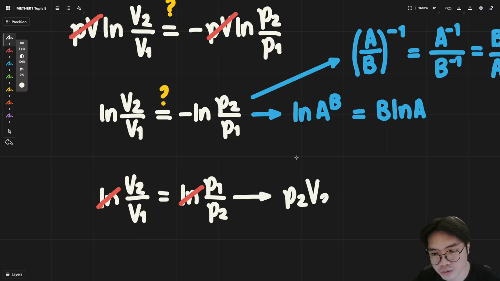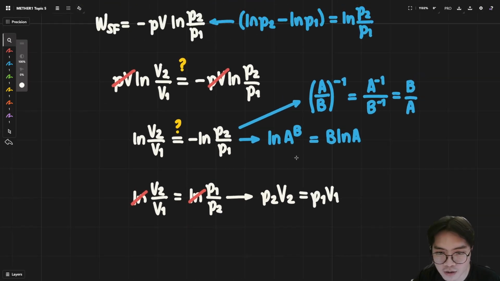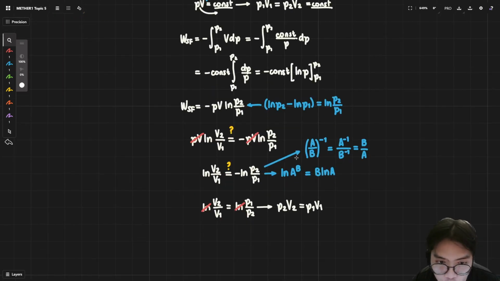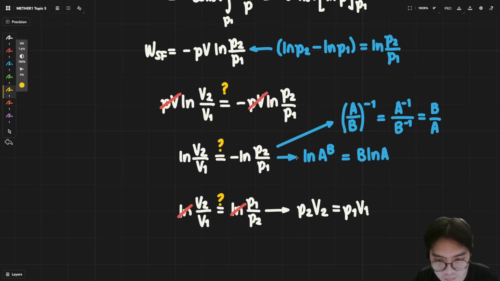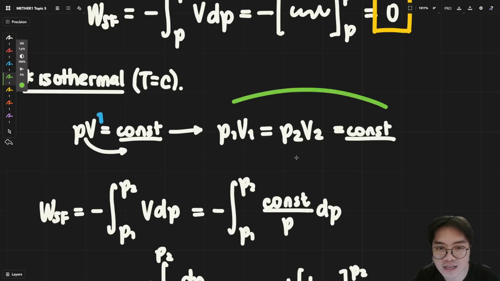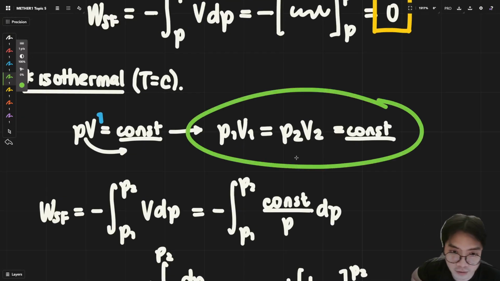P2 V2 is equal to P1 V1, and that should sound familiar because that is true, right? That is now true. Why is that true? Because that is the original constraint, right? That means that when P1 V1 is equal to P2 V2, that is an isothermal process, right?